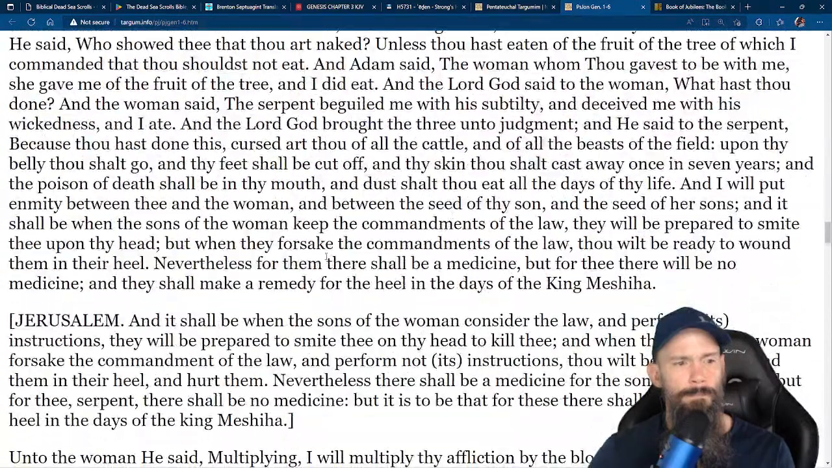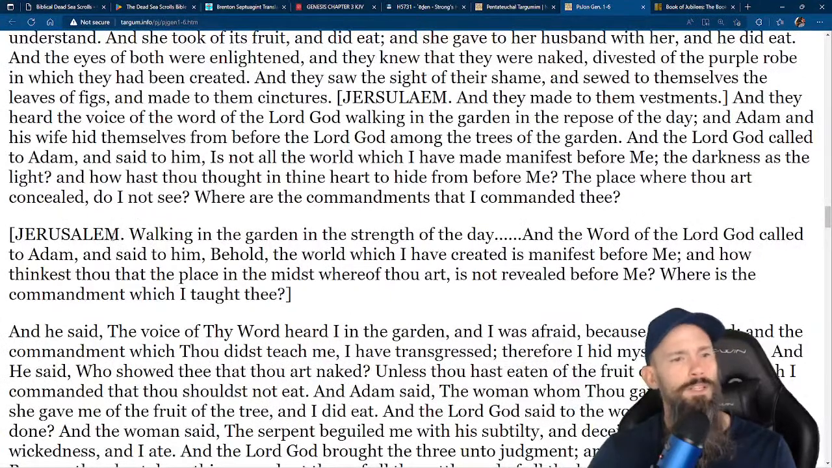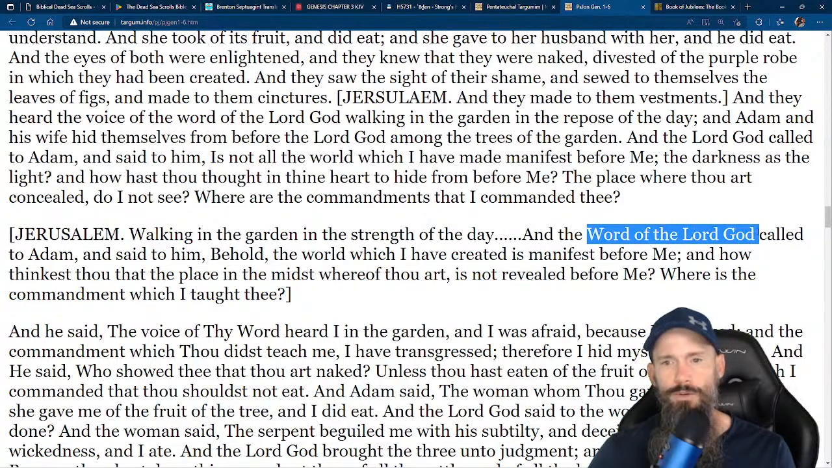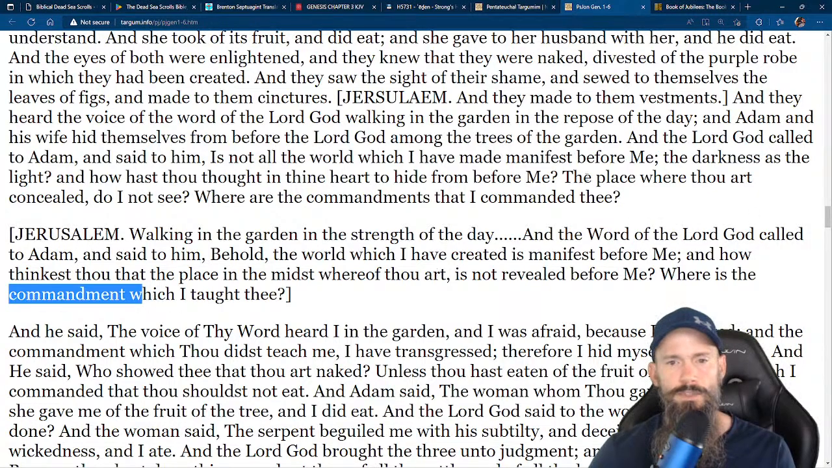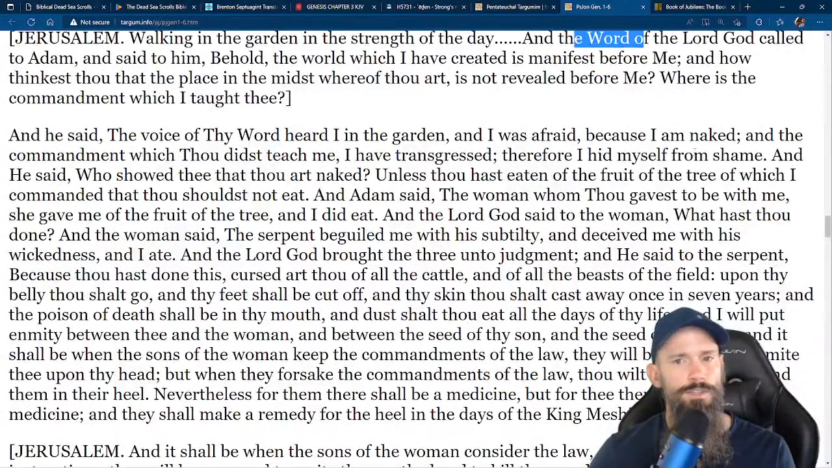That's the interesting thing with the Targums. Like here it says, walking in the garden in the strength of the day, and the word of Yahuwah called to Adam and said to him, "Behold, the world which I created is manifest before me, and how thinkest thou that the place in the midst whereof thou art is not revealed before me? Where is the commandment which I taught thee?" Commandments. The word, know who the word is. It's very interesting.